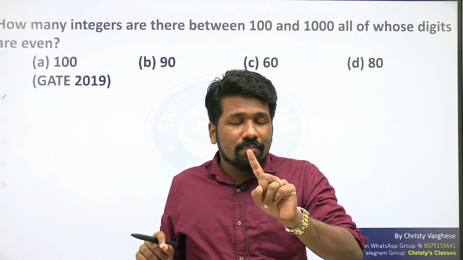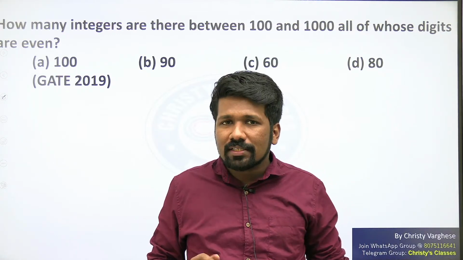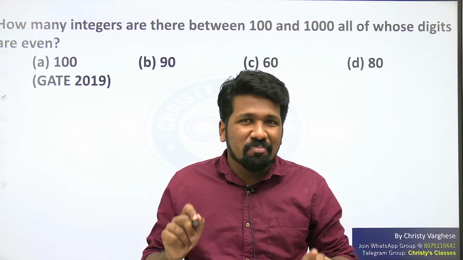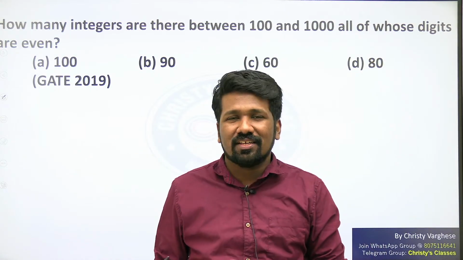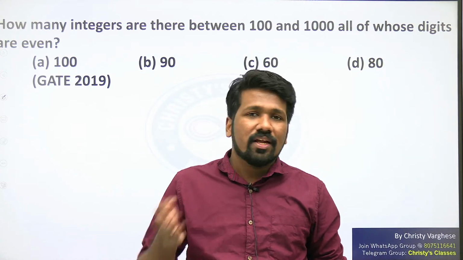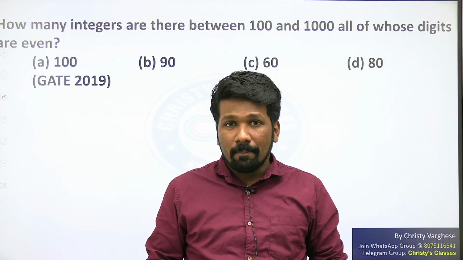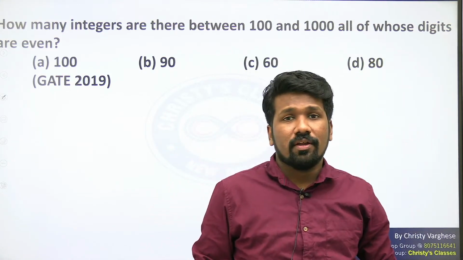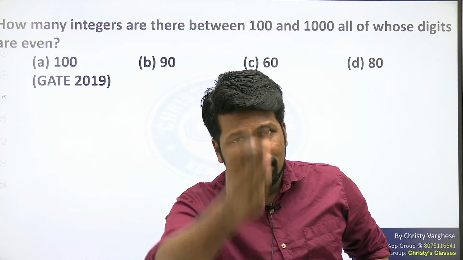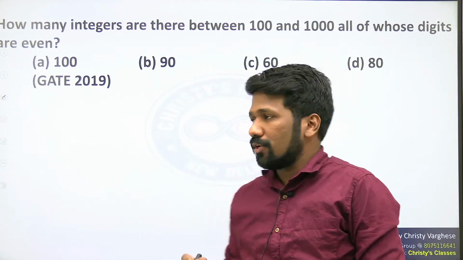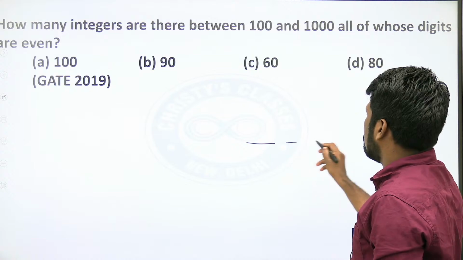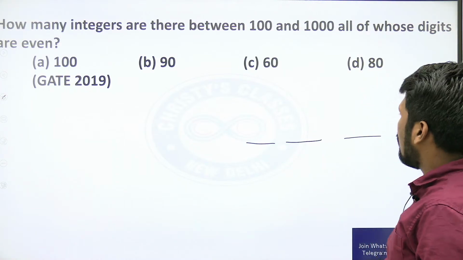Don't misunderstand the question. The question is not asking how many even numbers. For even numbers, only the last digit being even is necessary. The other digits can be even or odd. But here all digits should be even. Unit place should be even, tens place should be even, hundredth place also should be even. So that is super easy now. Once you understood the question, it is super easy.